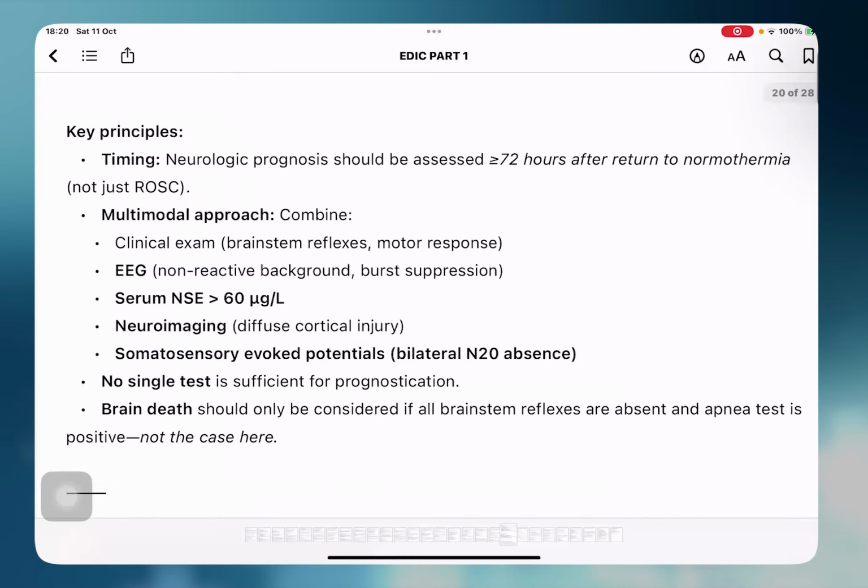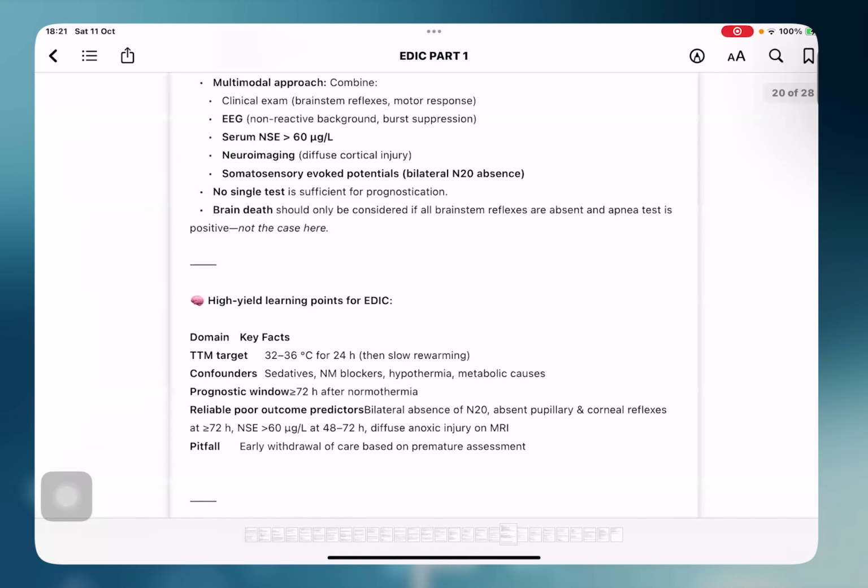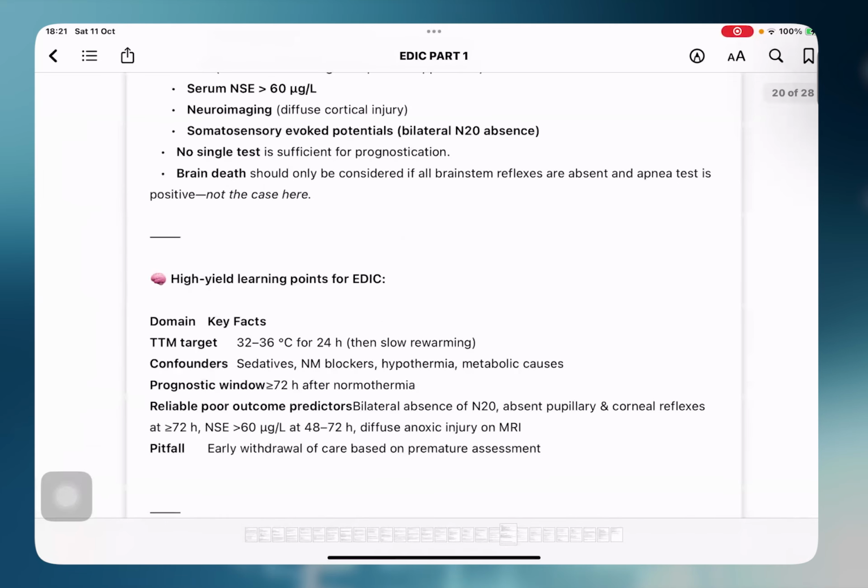Brain death should only be considered if all brainstem reflexes are absent and the apnea test is positive. That is not the case here. The patient is still breathing and he is having some amount of motor component. So, what are the high yielding points here? Number one, the TTM target is 32 to 36 degrees for 24 hours, followed by slow rewarming. Sedatives, neuromuscular blockers, hypothermia, metabolic causes are all confounders. So try to see that they are not going on.